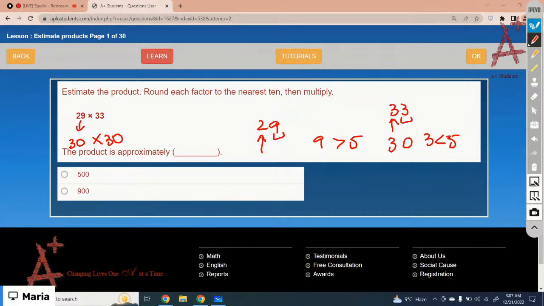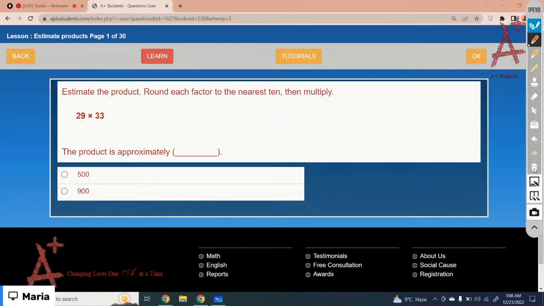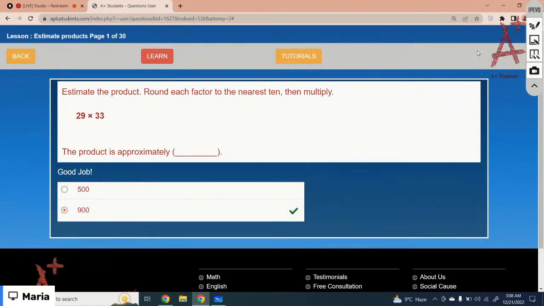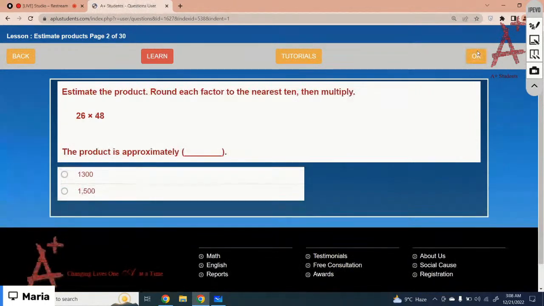So the correct option is 900. Got it? So let's start with the next question. Got it? 3 times 3 is 9. It would be 900. Got it, everyone? Very good. Yes, it is 900.